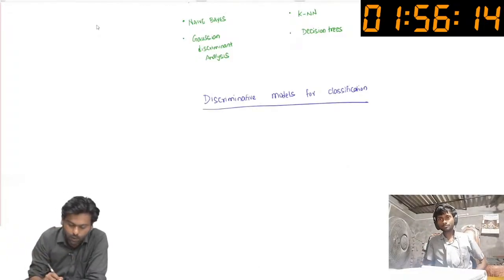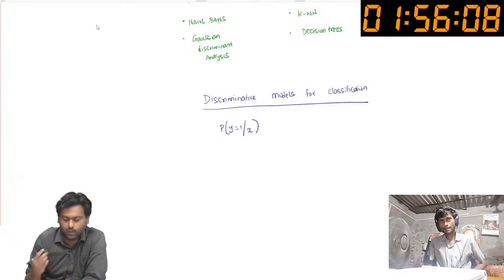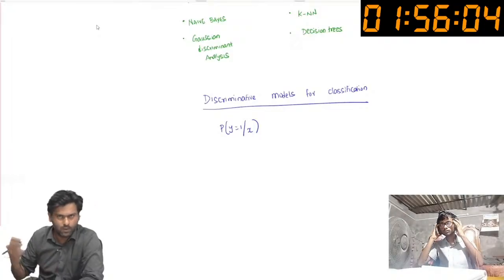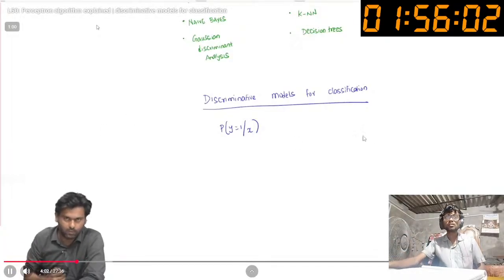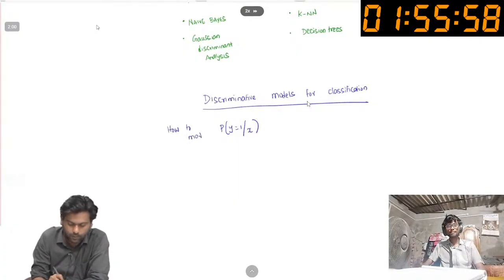When I say discriminative model, we want to model P of y given x, right? So we want to say how the probability of y equals 1 given x looks like, and of course that will determine the probability of y equals 0 given x, which is just 1 minus the probability of y equals 1 given x. So the question we ask is how to model P of y given x, right?